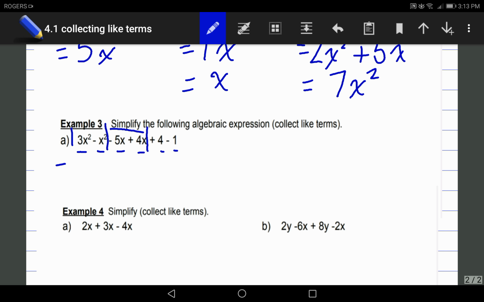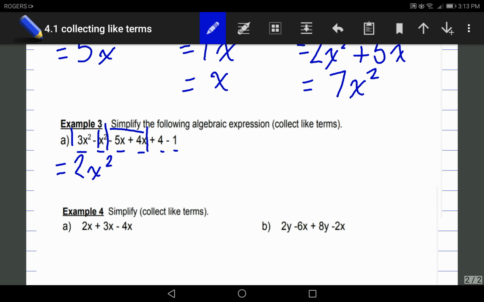So we can take this expression and simplify it. So 3x squared minus x squared. Remember, if you don't see a number in front of x, what number is really in front? Just like I said above, it's a 1. So you have 3x squared minus 1x squared is 2x squared. We have 2 left over of the x squares if we do 3 minus 1.